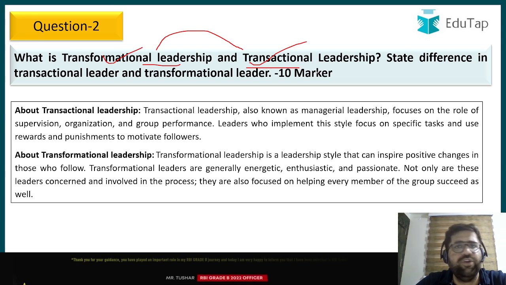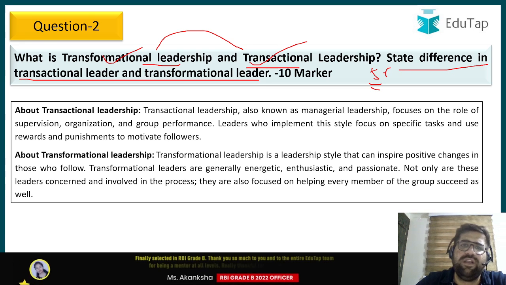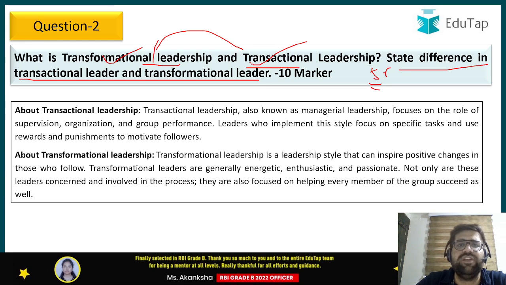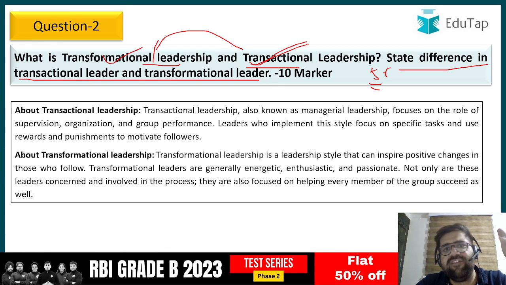Every student has to do it. Very easy. And now you just have to state the difference between transactional and transformational. 5 to 6 points would have been good in this particular domain. Just define what is transformational, transactional, come to the body that following are the differences, give 5 points, go to the conclusion and end your answer.